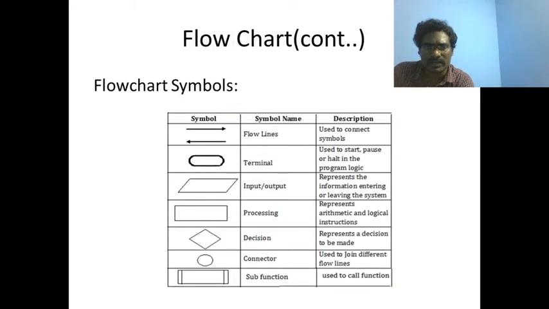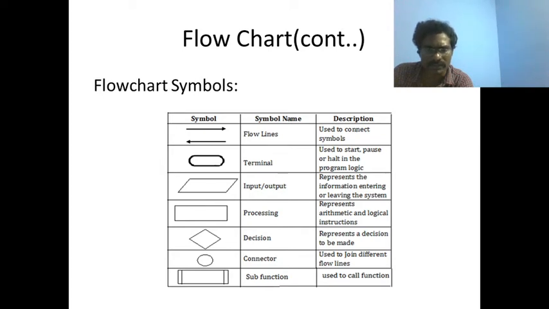These are the flowchart symbols we use to draw a flowchart, which I have listed here. This symbol is the flow line. It is used to connect the symbols, and this oval symbol is the terminal. It is used for starting the flowchart, and if you are going to end it, then we need to specify it. For input and output, we need to use the parallelogram box, and to process the logic, we need to use the rectangle box.